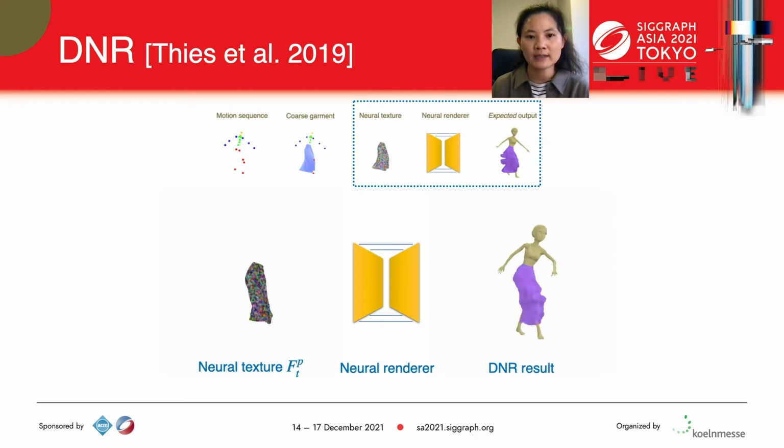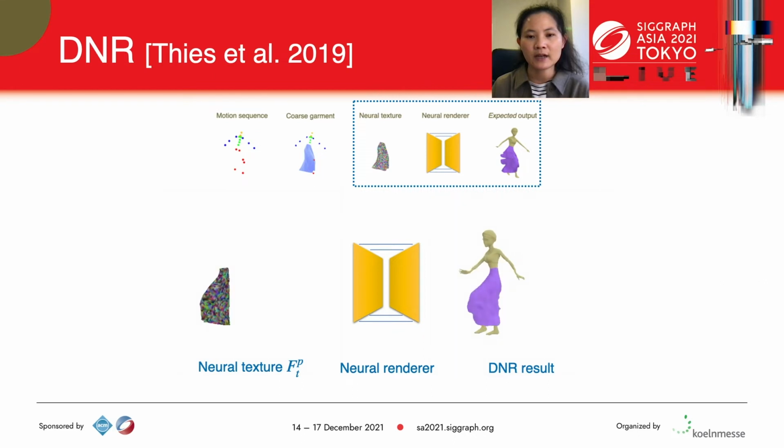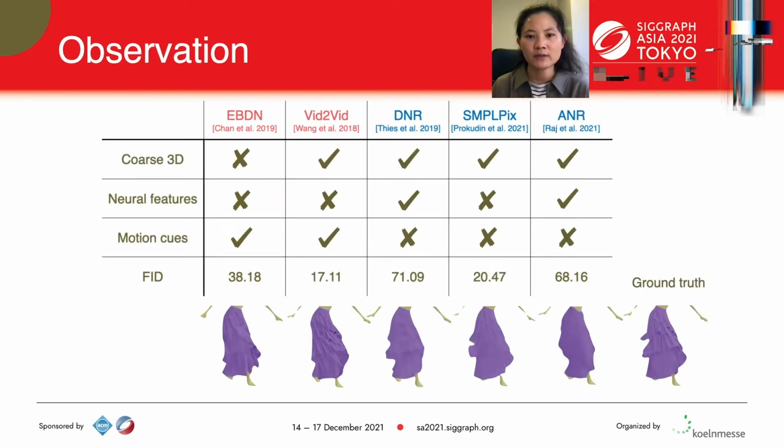This experiment shows that the dynamic details are blurred by directly adopting DNR to synthesize garment appearance. We also use other baseline methods to synthesize a garment appearance. For the coarse 3D, we use a coarse garment predicted by our introduced method. This quantitative evaluation indicates that, firstly, motion cues play an important role to capture the dynamics of the loose garment under body movements. As we can see here, V2V is the strongest baseline method.